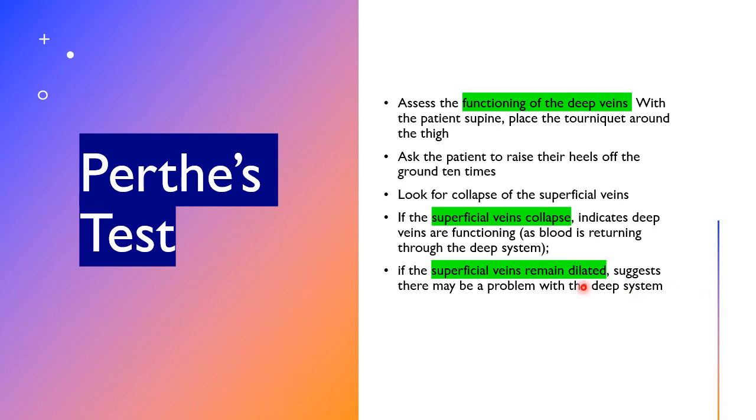Then it is considered Perthes' test positive. So when Perthes' test is positive, it suggests a deep vein problem, either deep vein thrombosis or incompetent veins or incompetent perforators.